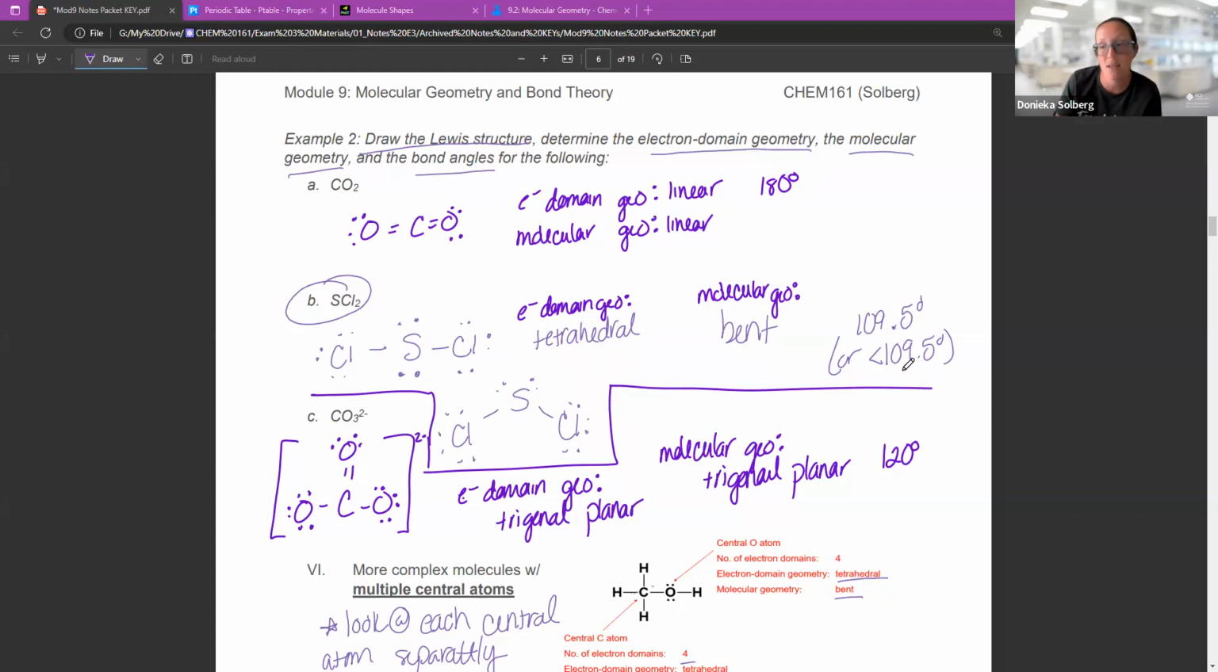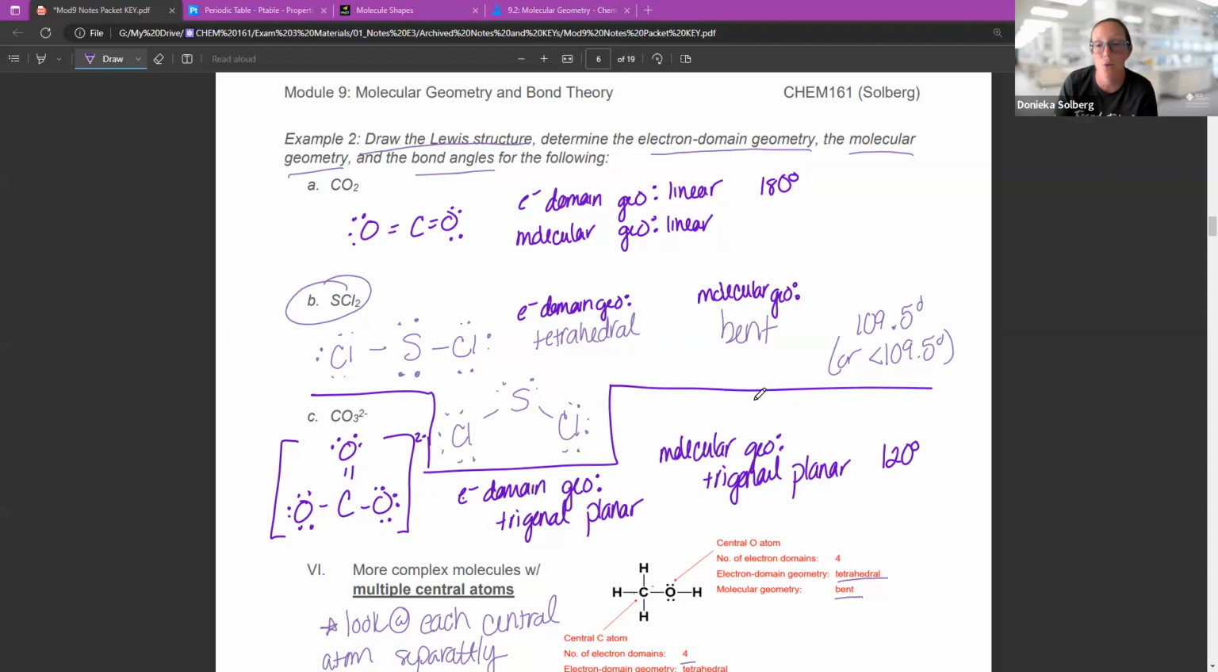You could also say that the angles are probably slightly smaller than 109.5 degrees. But if I ask for the angle, 109.5 degrees is fine because you know it has a tetrahedral electron domain geometry. And then CO3 2 minus looks like this. It has 1, 2, 3 domains, so its electron domain geometry is trigonal planar. No dots on the middle, so its molecular geometry is also trigonal planar, and it has 120 degree angles.